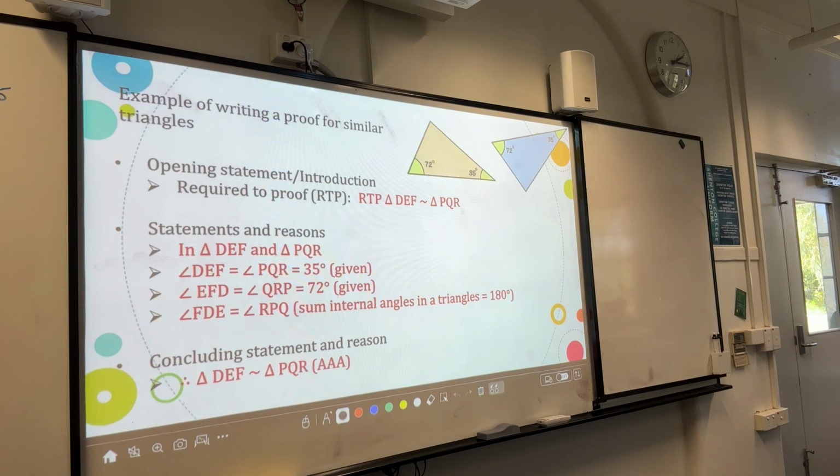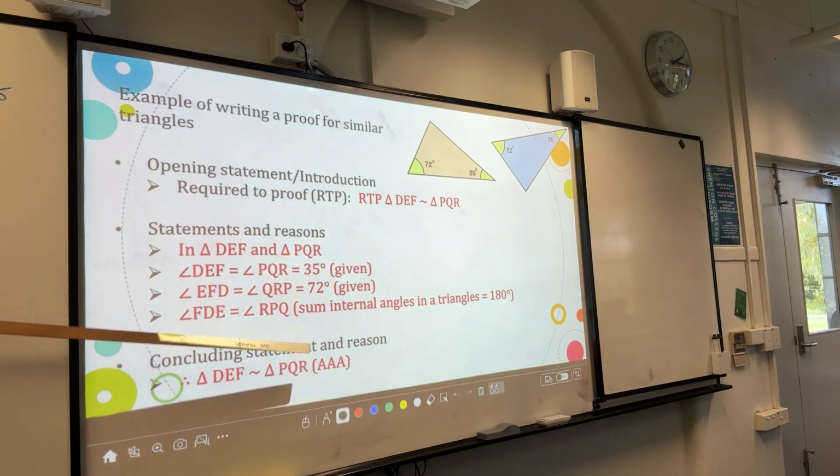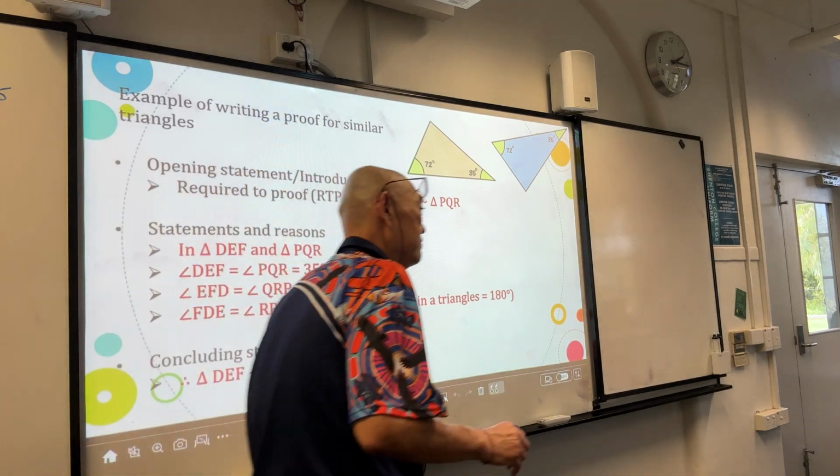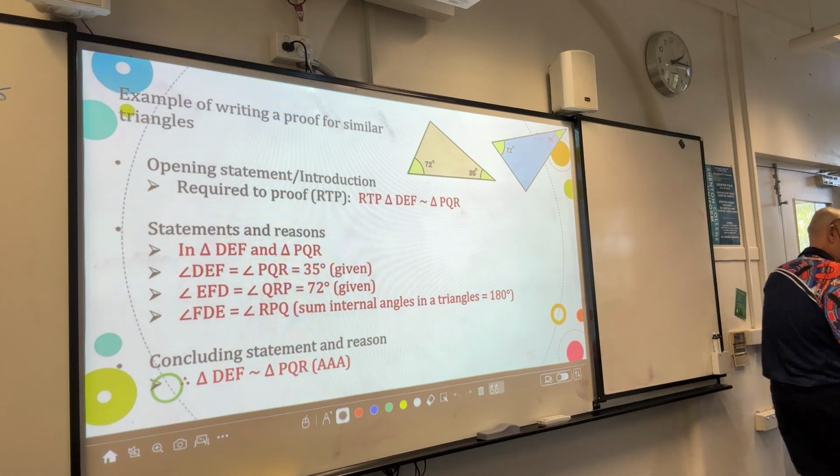Therefore, DEF is similar to PQR, AAA, angle, angle, angle. Yeah? So this is the structure that you need. It's like writing an argumentative essay: opening statement, introduction, then your reasons and everything, and finally your conclusion. Happy with that?